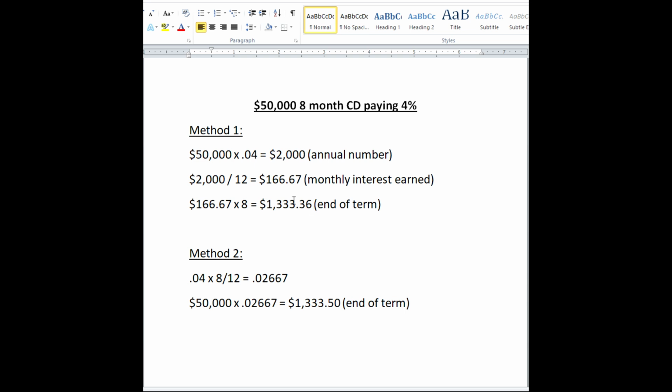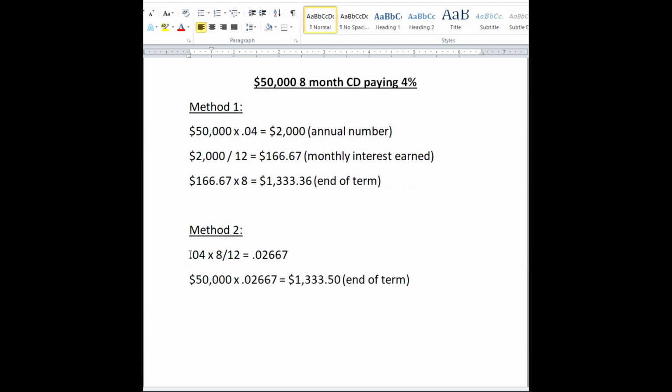So again, divide it by 12 months and then multiply that number by the term that your CD actually is. If we use method 2, we say the 4% yield that was quoted times 8 months over 12, so 8 over 12 months equals this number right here. Then you take your initial deposit, $50,000, times that number, and that equals $1,333.50. Again, within a few pennies of that number, but I don't think 14 cents is going to make or break you if we're talking this kind of money here.